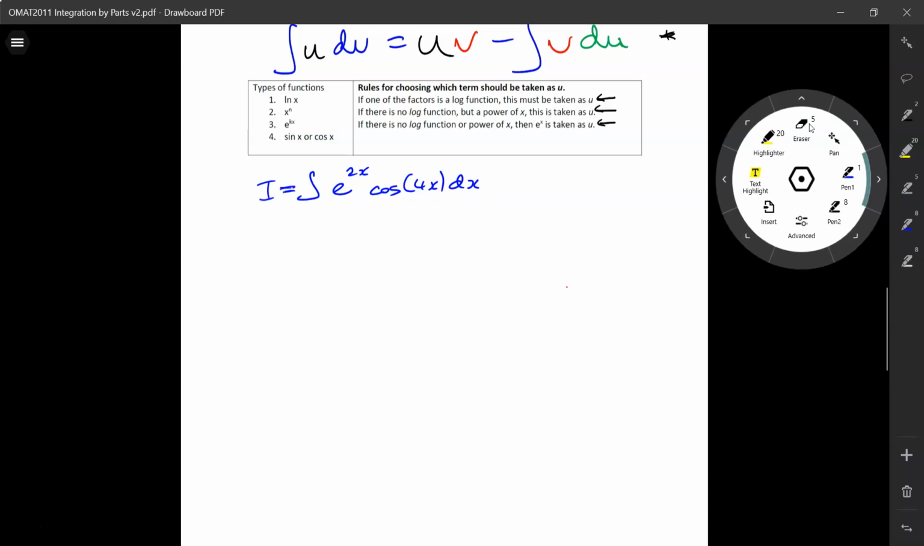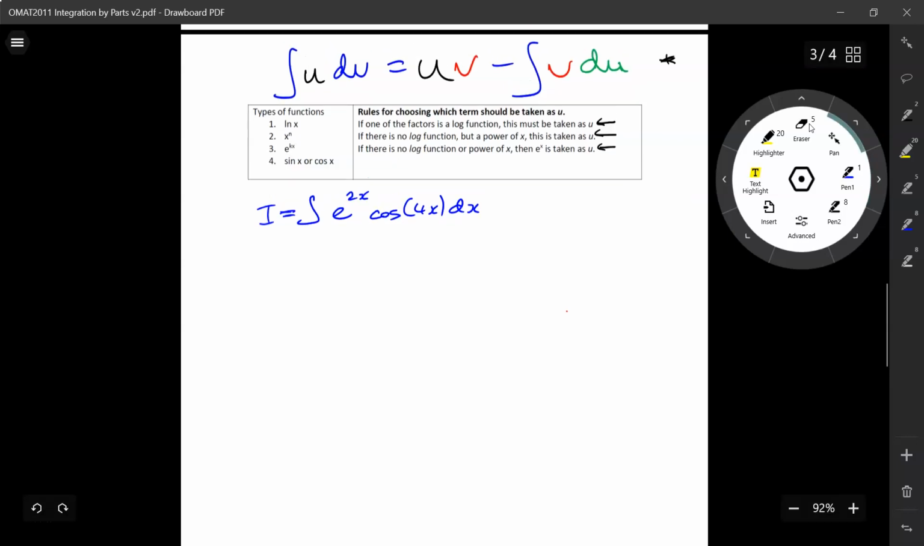We're going to integrate this twice. We're going to go through the rule of integration by parts twice. So the first thing we need to do is identify u and dv. From those, we'll be able to work out v and du, which we need for our formula. So what we then do is come through our rules. Here are the rules.